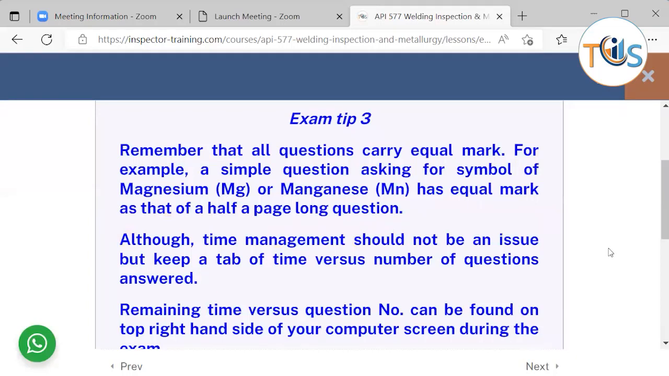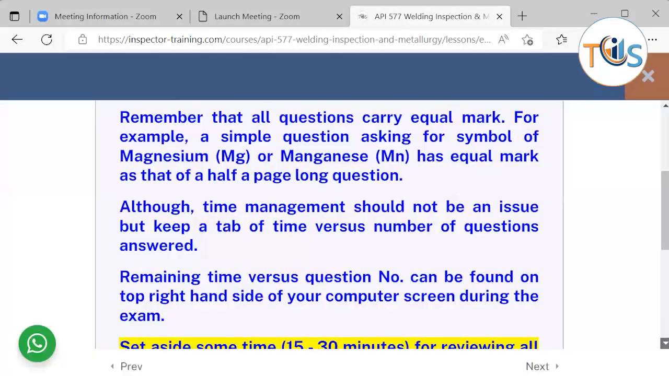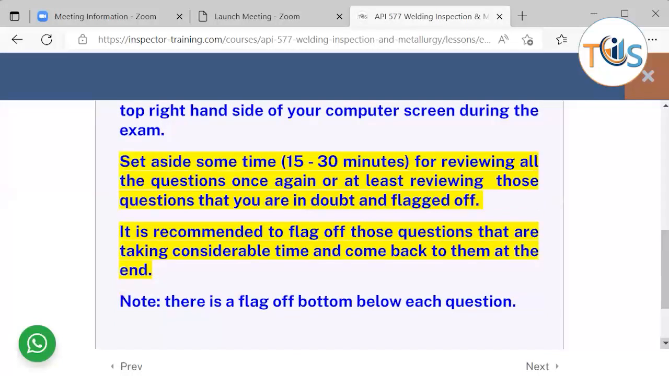Remember that all questions carry equal marks. For example, a simple question asking for the symbol of magnesium, Mg, or manganese has equal marks as a half-page long question. Time management should not be an issue, but keep a tab of time versus number of questions answered. Keep around 15 to 30 minutes for reviewing all questions once again, or at least reviewing those questions that you are in doubt about and flagged during the exam. It's recommended to flag those questions that are taking considerable time and come back to them at the end, so you're not short of time.